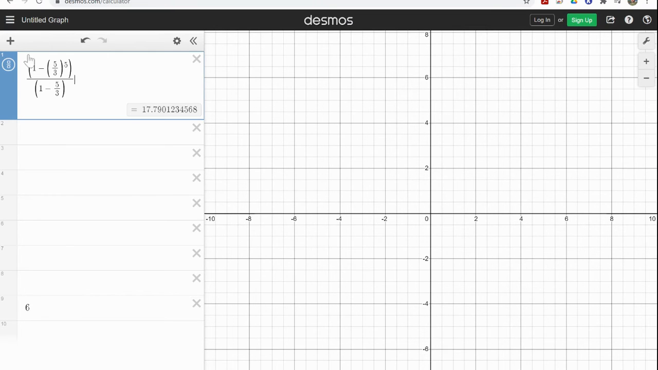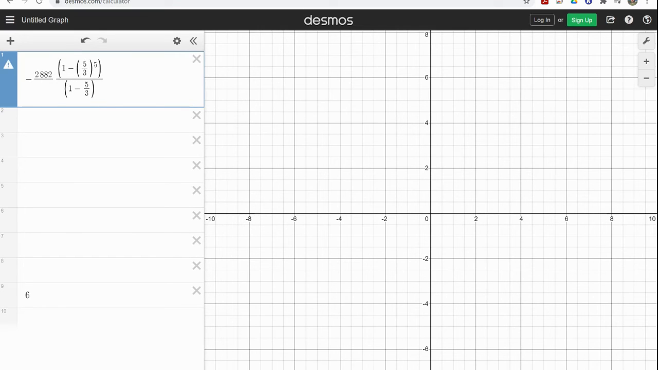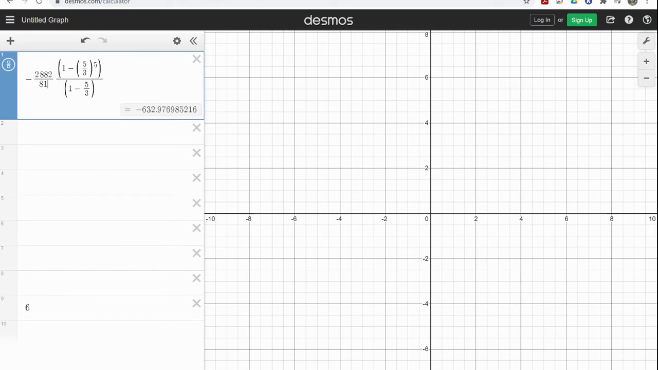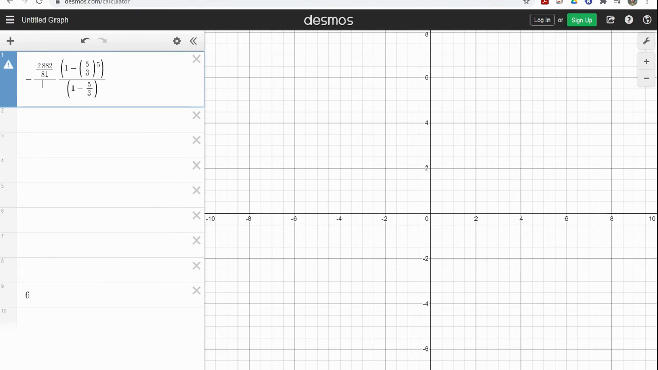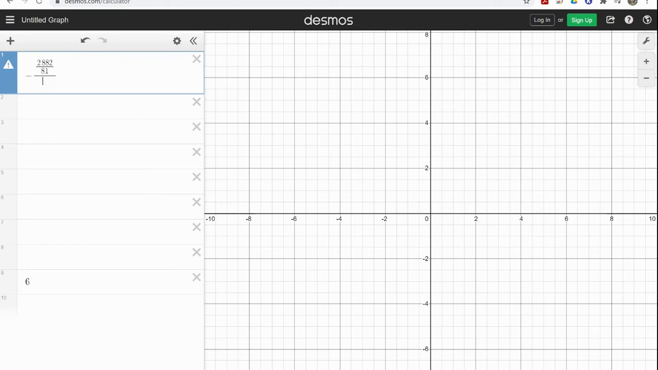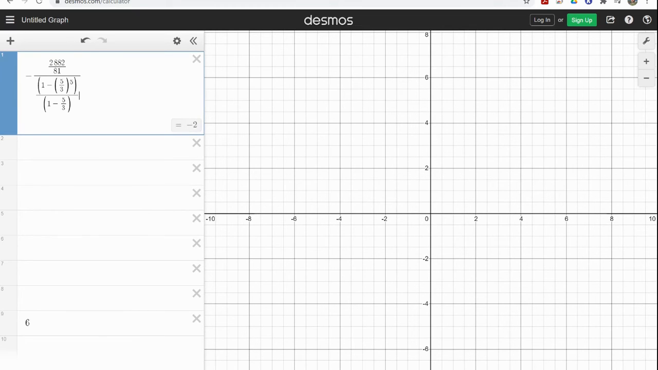And if I want to do this whole problem all at once, I could say that it's negative 2882. So I'm going to the beginning of this problem, divided by 81. And then I am dividing that whole piece. And it doesn't want me to do it. So I will copy it and insert it down there. Oh, that looks really ugly.